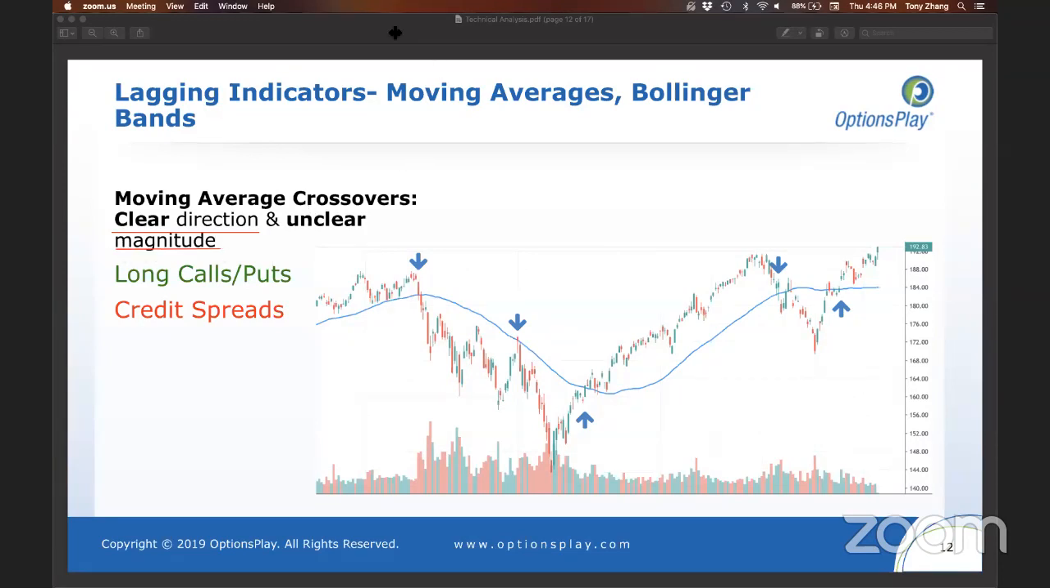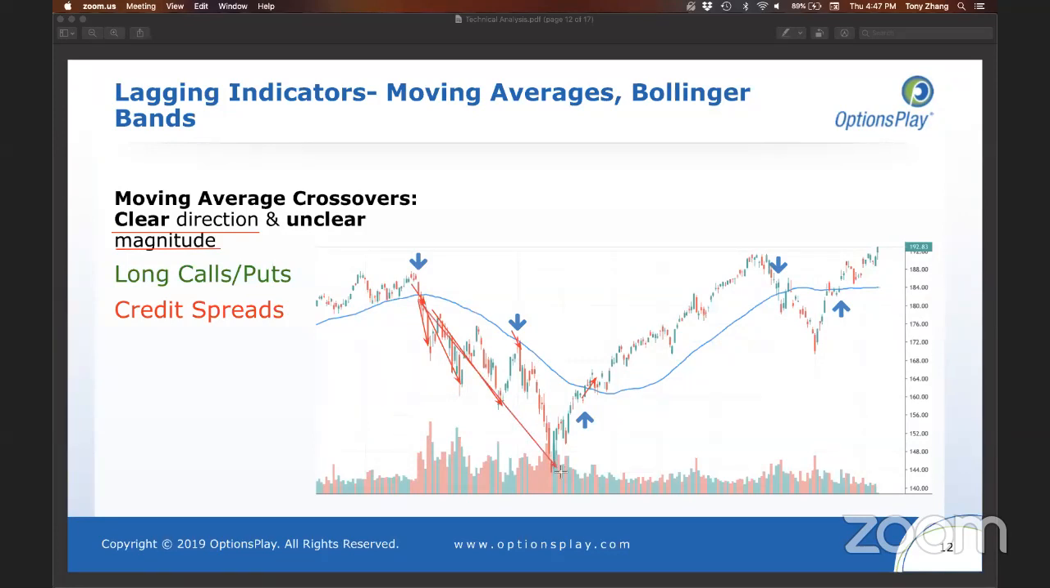And what I mean by that is when a stock breaks below its moving average, usually that's considered a bearish condition. So whenever the stock moves below its moving average, that's considered bearish. And when a stock moves above its moving average, it's considered bullish. However, when a stock moves below its moving average, there's nothing in that crossover itself that tells you whether the stock is going to move a couple of points in your favor, 5 points in your favor, 10 points in your favor, 100 points in your favor.